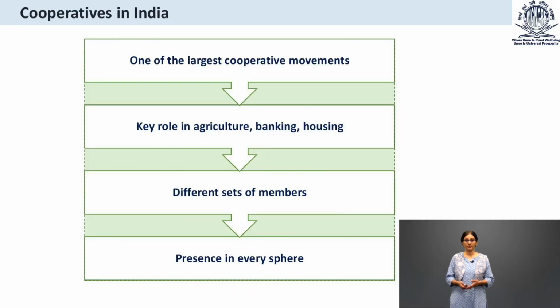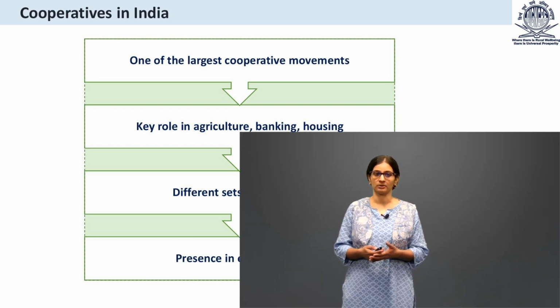In India, the cooperative movement has played a key role at a grassroots level by involving citizens democratically. In fact, India has had one of the world's largest cooperative movements, and cooperatives play a very important role in the agricultural, banking and housing sectors particularly. There are many cooperatives with different sets of people as members. In fact, in almost every sphere and sector there are cooperatives.